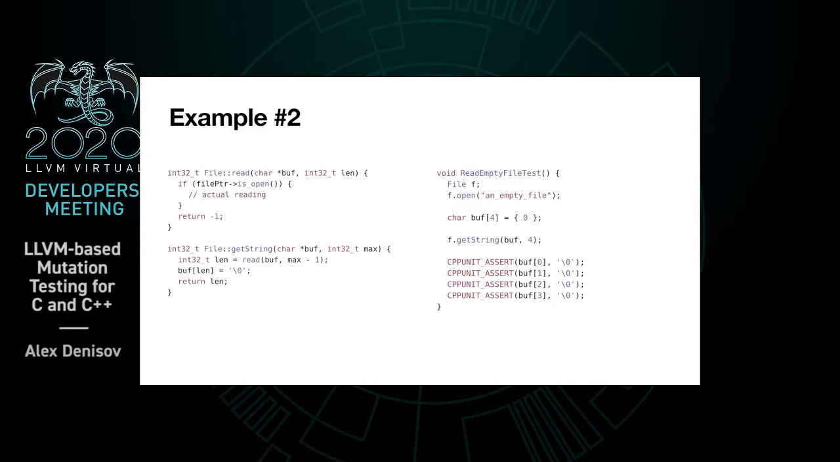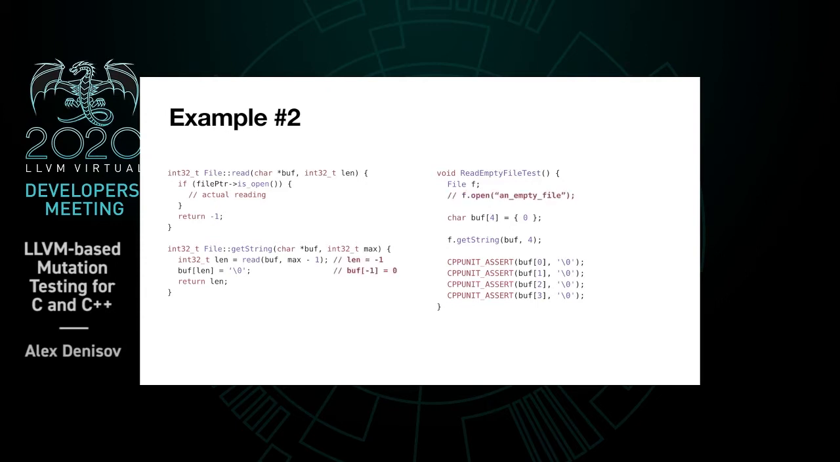In this case, the class file represents an abstraction of a file system that has different implementations when you run it on Linux or macOS and an embedded device. The code on the left is just a snippet we are interested in, and on the right there is a simple test case. The test checks that reading a string from an empty file doesn't change the buffer. I guess you can see the problem already.